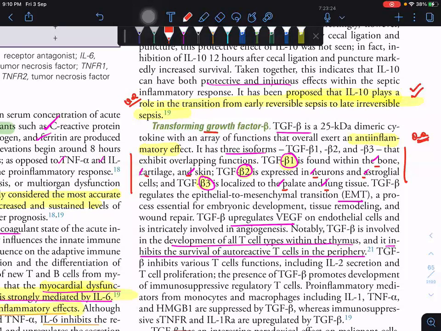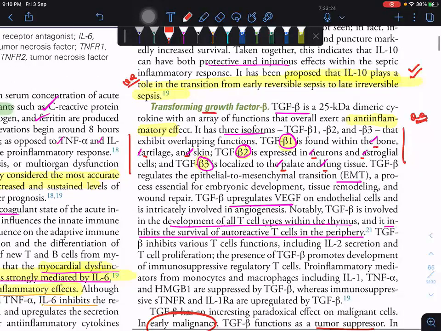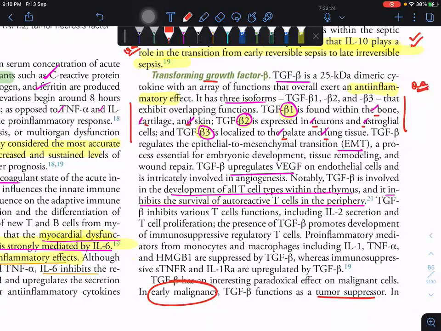Okay, just remember, we have to mug up only these things. We have to see TGF beta. It regulates the epithelial to mesenchymal transition, number one, and it regulates VEGF, vascular endothelial growth factor. That means it is involved in angiogenesis, and it involves the development of all T cell types within the thymus, and it inhibits the survival of autoreactive T cells in the periphery.